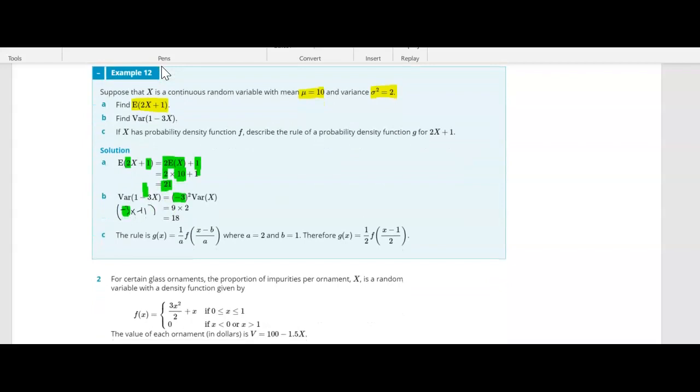Okay, so negative 3 squared is 9. 9 times 2, so that, remember the variance was given to us here, is 18. Sorry, 9 times 2 is 18.